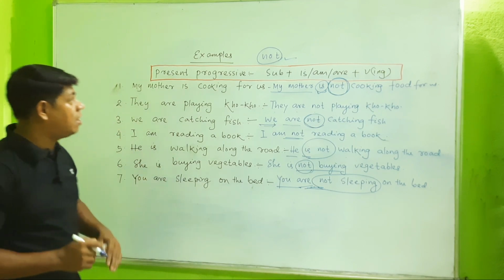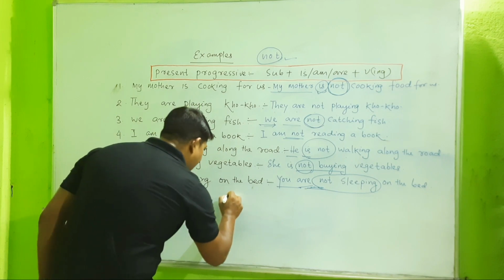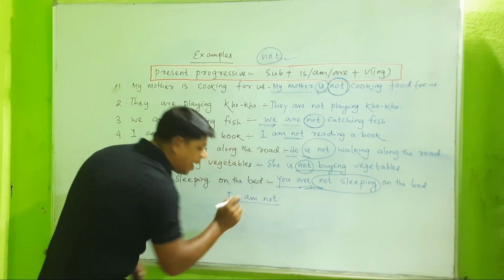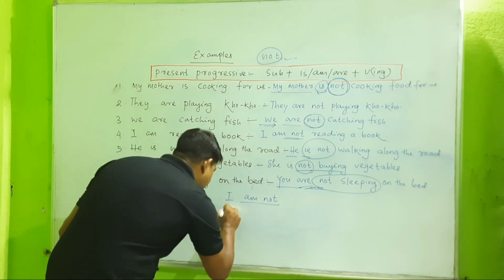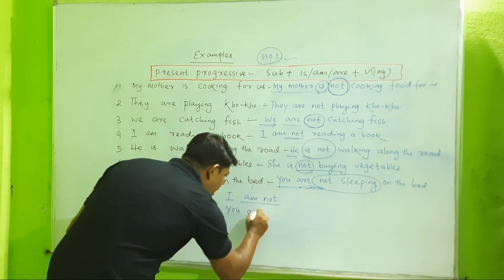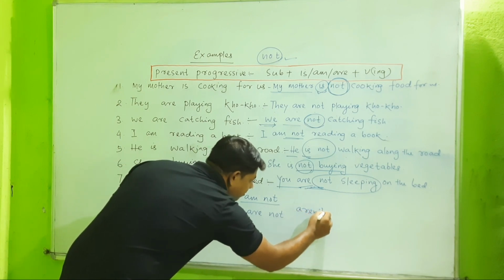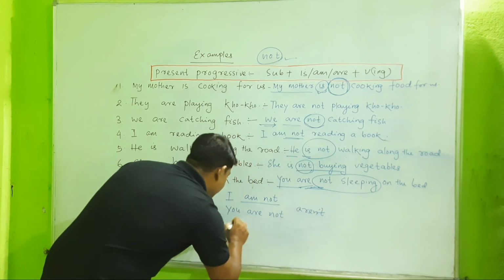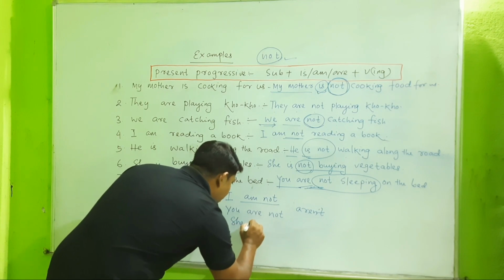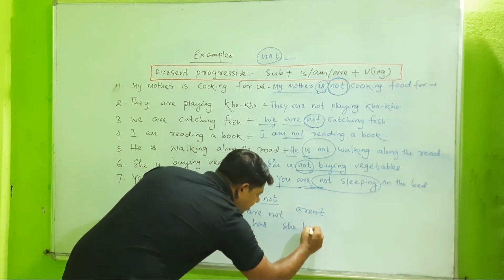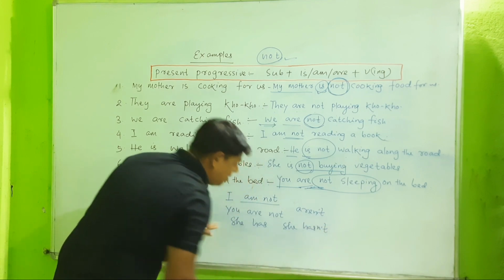But you have to remember one more thing, that is I am not. You are not, aren't, you can also write like this, aren't. Okay. She has not, she hasn't. Like this you will write.